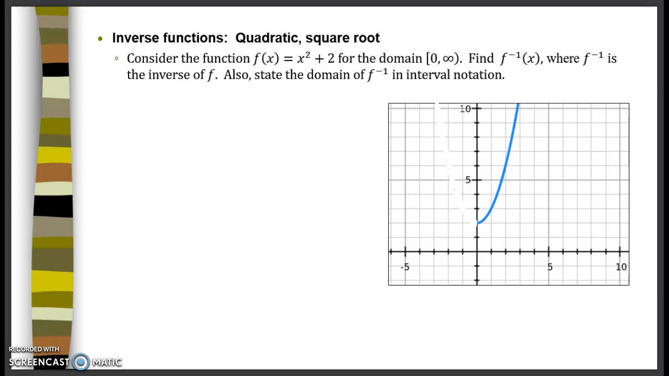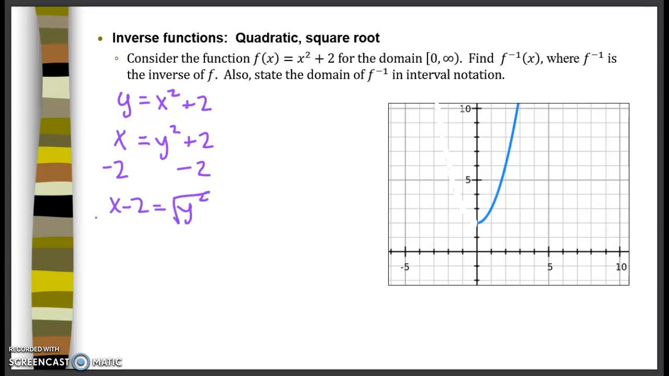Okay? So we want to find f inverse of x. So we say, well, y equals x squared plus 2. So let's swap the x and y's because we're flipping over the y equals x line. Subtract 2. X minus 2 equals y squared. How do we get rid of a square? We take the square root. And whenever we introduce a square root, we get plus or minus the square root of x minus 2.